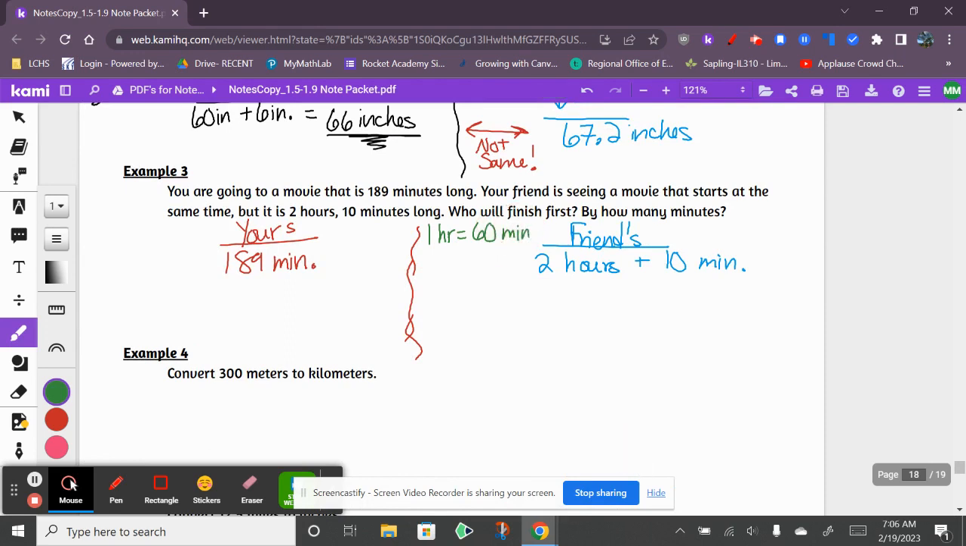So my magic number that I'm going to use to either multiply or divide is going to be 60. I'm starting with hours and I'm going to minutes. So I'm going from 1 to 60. So I'm getting larger, so it's going to be times 60. So we have 120 minutes plus the 10 minutes. So that will give us 130 minutes.